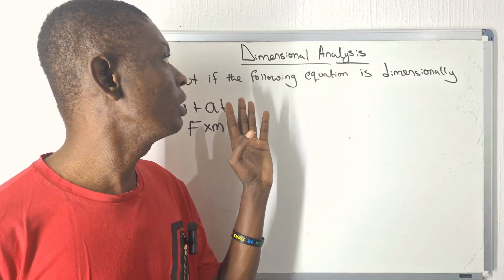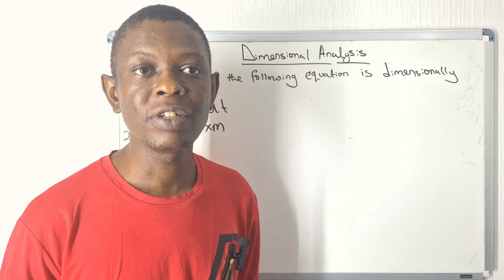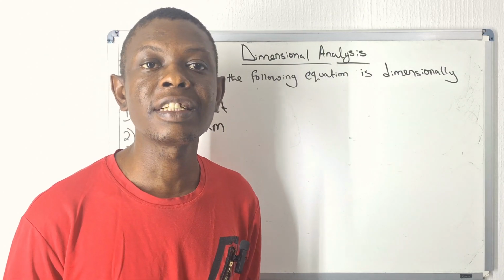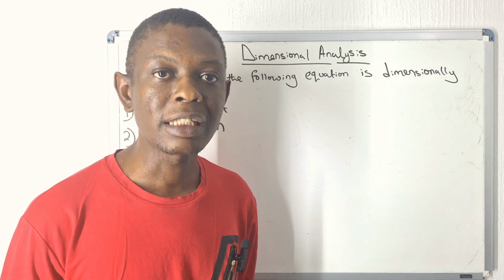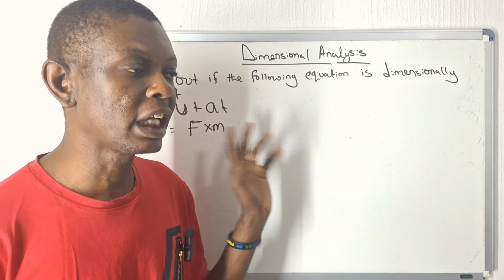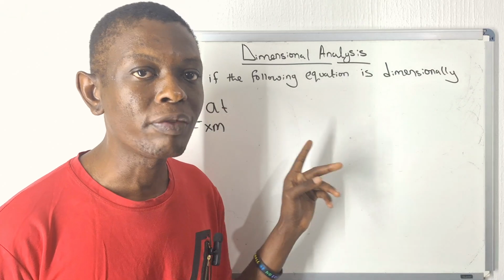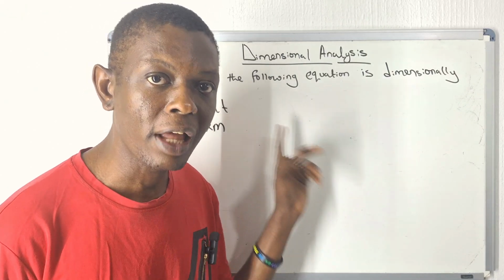This is a concluding part for dimensional analysis. In the previous videos, we talked about what dimensional analysis is, its importance, and how it is derived. Now we want to use it to check the correctness of some equations. Remember, that was one of the important uses of dimensional analysis.